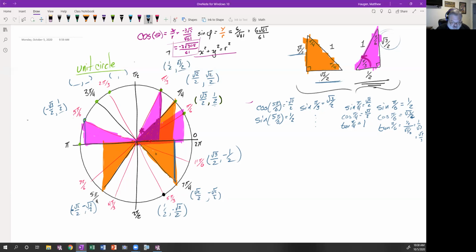Like over here, this 4π/3 should really be the same as these other over 3s, just the signs will be different. It'll be a negative 1/2 and a negative square root of 3 over 2. Up here, it'll be a negative 1/2 still, because again, we're in quadrant 2, so the x values are negative. But you'll have a positive square root of 3 over 2. π/4 is square root of 2 over 2 and square root of 2 over 2, but the x value is negative.